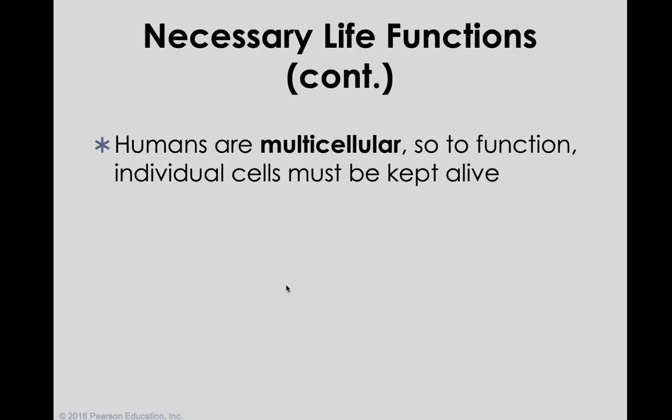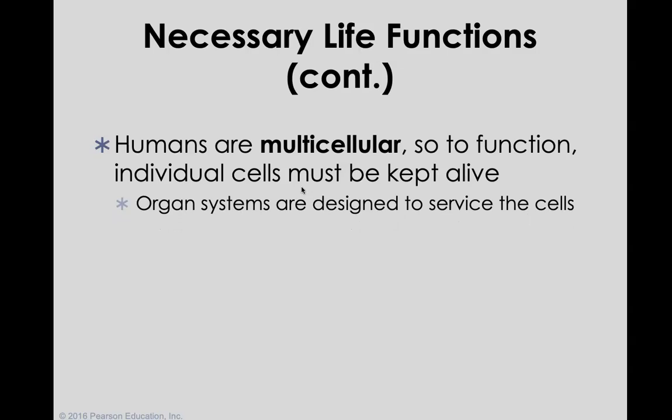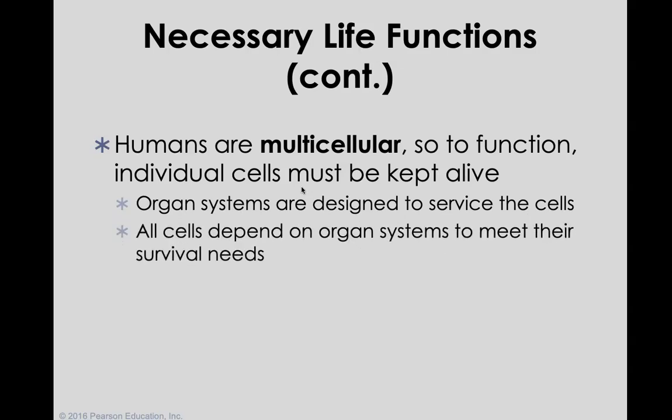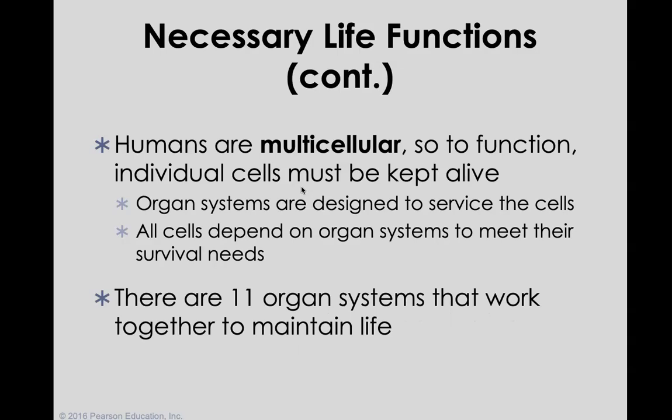So most of the functions that occur in the human body based upon our organ systems are to keep these cells alive, to keep our individual cells alive. Organ systems are designed to service these cells, to take care of all of our cells. And all the cells depend on these organ systems to meet their basic survival needs. So there are 11 basic organ systems that work all together to maintain life.